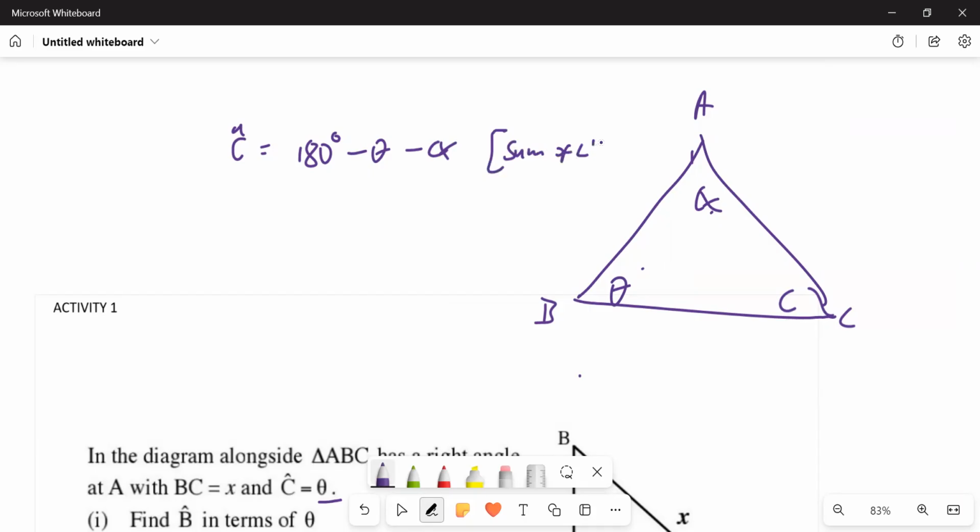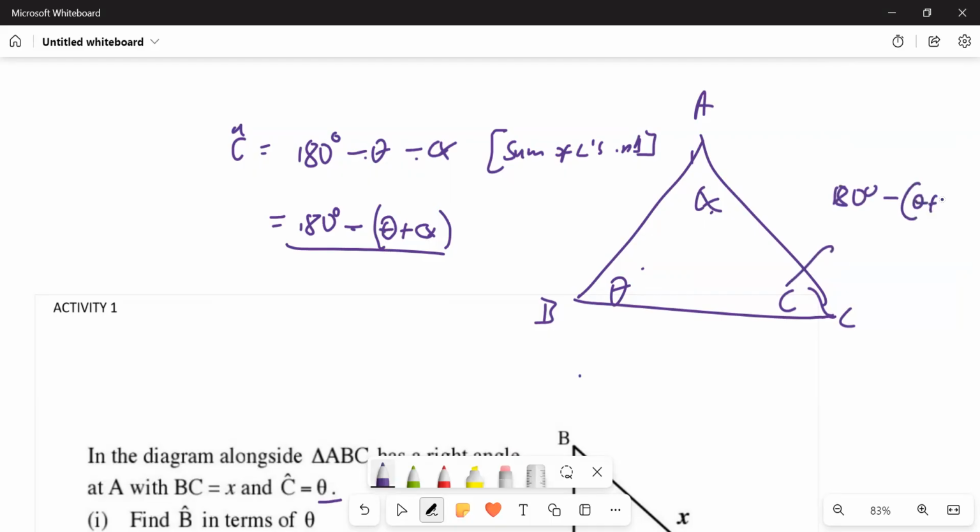Now you can see there's a negative, so we prefer that learners use one negative here. So learners come and write this as 180 degrees minus open bracket. If you take out a negative and put it inside the bracket, this one was negative, so it's going to be positive. Negative multiplied by positive is going to give me negative. And even here, this is going to be plus. So this angle here can be written as 180 degrees minus theta plus alpha.